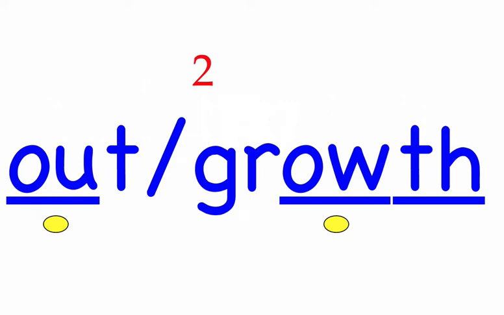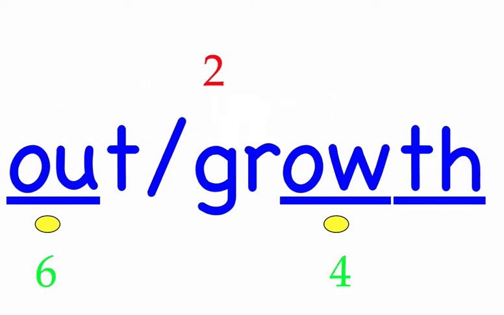Next, we identify our vowel sounds. Now we apply syllable division. And finally, we assign vowel group numbers to our vowel sounds. Outgrowth. Now notice GR in this word is a blend.